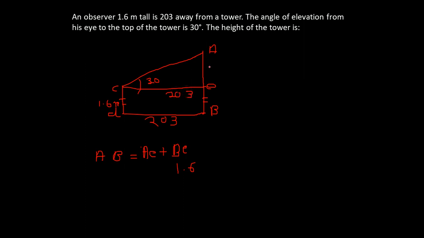So we have to only find A. Okay, so we have to find a relation between this base and this perpendicular. You see this right angle. So we know that the relation between base and perpendicular can be found using the tan of theta.